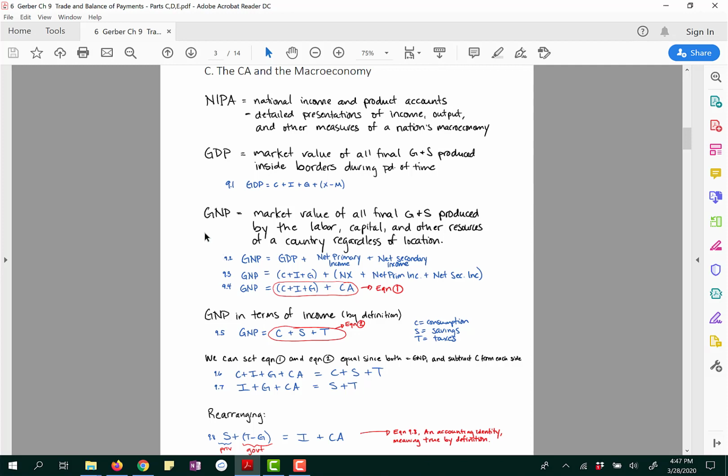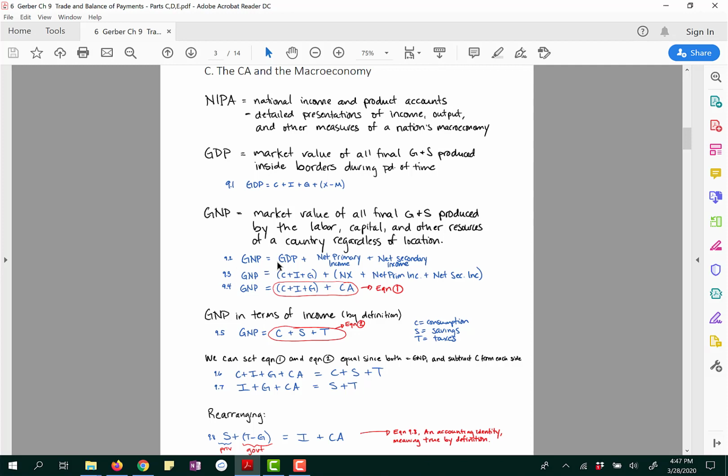Gross national product is the market value of all final goods and services produced by the nation's factors of production, regardless of where they are located. GDP is limited by production that occurs within the physical borders of the United States. GNP isn't limited by the physical borders. GNP is the total amount produced by the nation's factors of production, regardless of where they are on the planet.